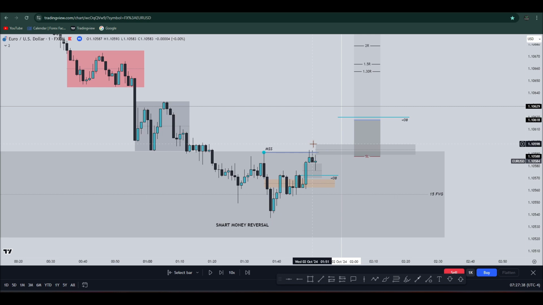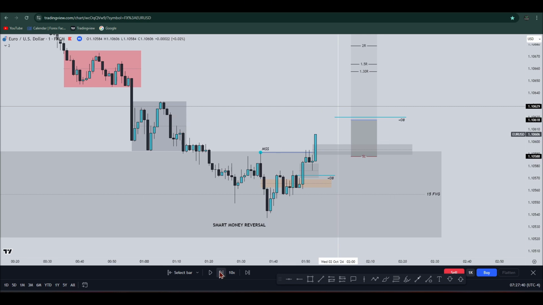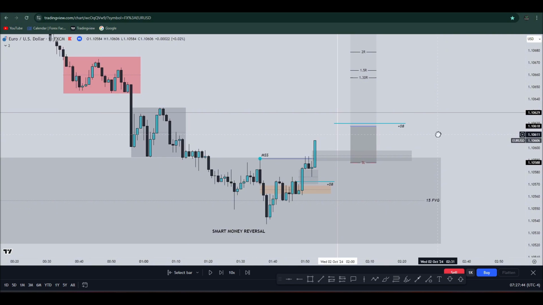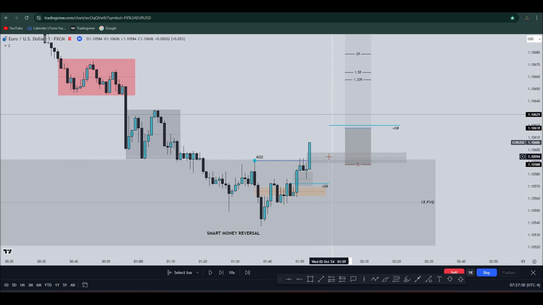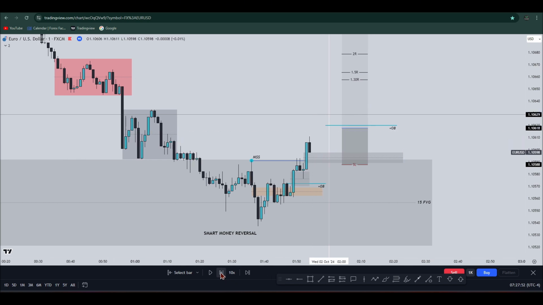So this is great for our setup. A decisive break, which is always what you want to see. Keep in mind, this is before 2 a.m., so I'm not at the charts just yet, and I don't usually trade before 7 a.m.